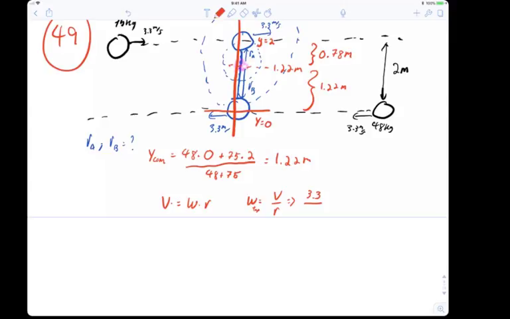Okay, let me finish the calculation. Oh geez. The top one is 0.78. Four point 23 meters. And bottom, V over R, it's going to be 3.3 divided by 1.22. It's going to give me a different number. 2.7 rad per second.